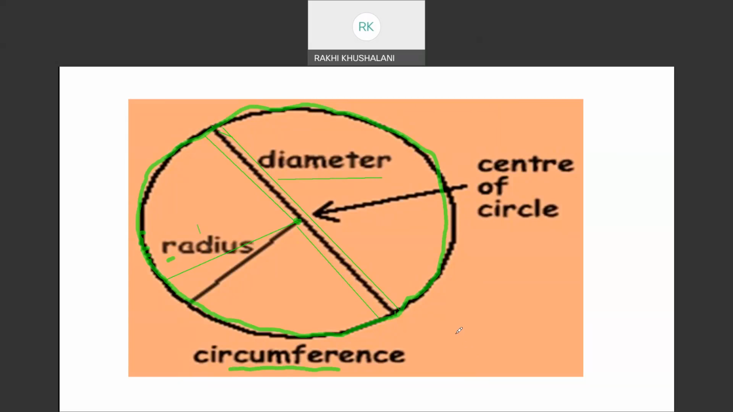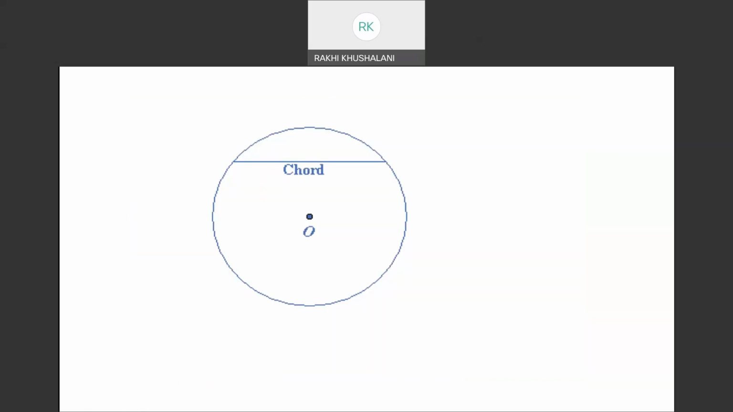And of course, we did the activity that I had sent you, in which I taught you how to find out the circumference of the circle using a thread, and then measuring the thread. So these are the three new terms that we learned with the circle: the radius, the diameter, and the circumference. Now there is one more thing that we need to know about the circle.